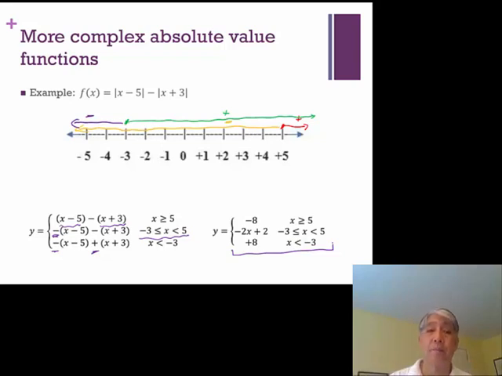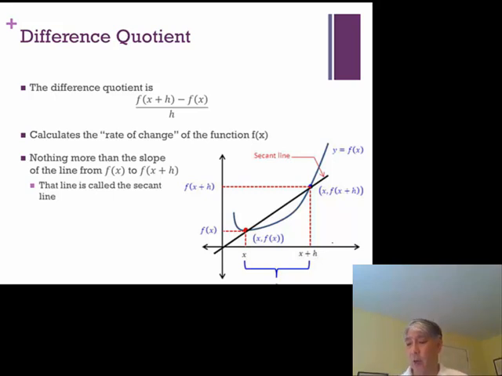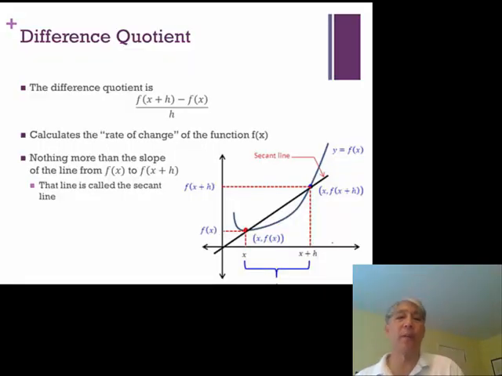Okay? So, moving on to the last thing I want to cover in this unit, and that's the difference quotient. The difference quotient is this formula that says f of x plus h minus f of x, divided by h. This is something that we can do to calculate the rate of change of a function f of x. So here we have f of x. I don't know what it is. It's an arbitrary function.